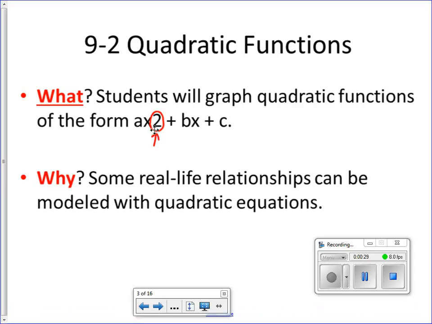The reason that we are studying quadratic functions is because some real-life relationships can be modeled with quadratic equations. These are situations where the rate of change is not a constant rate.